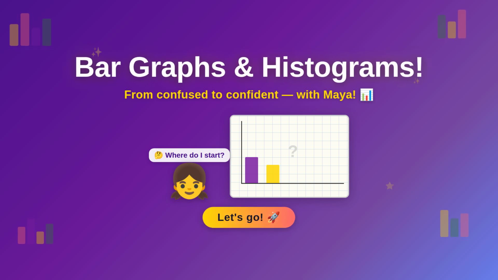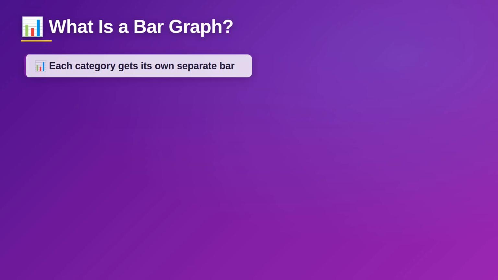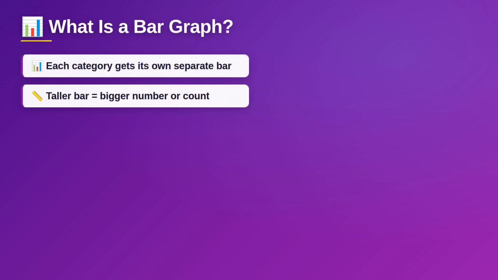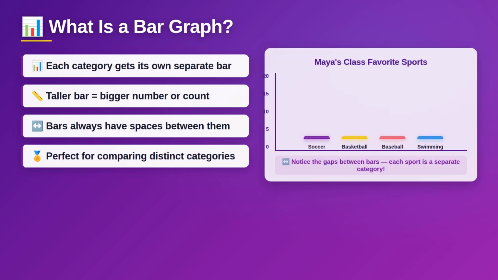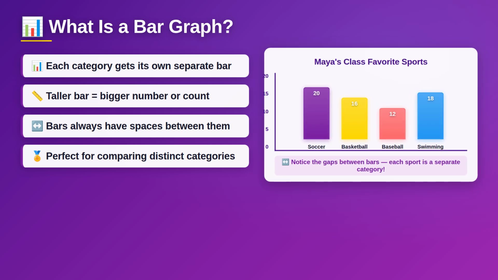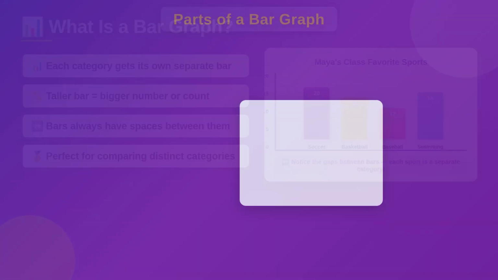Let's go. So, what exactly is a bar graph? Think of it like a visual scoreboard. Each category, like a favorite sport, gets its own bar. The taller the bar, the bigger the number. Bars in a bar graph always have spaces between them because each category is separate and distinct. Maya's teacher wants her to show which sports her classmates prefer. A bar graph is the perfect tool for exactly that kind of data.